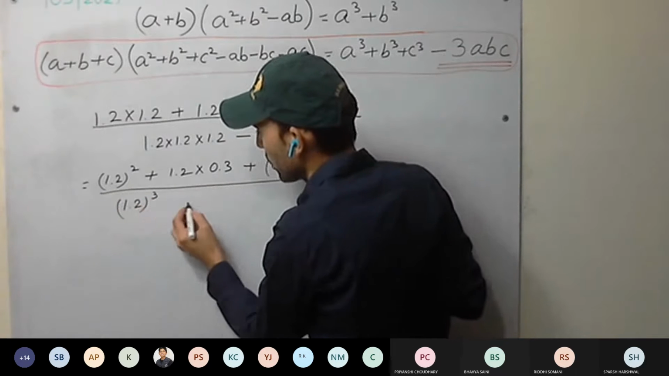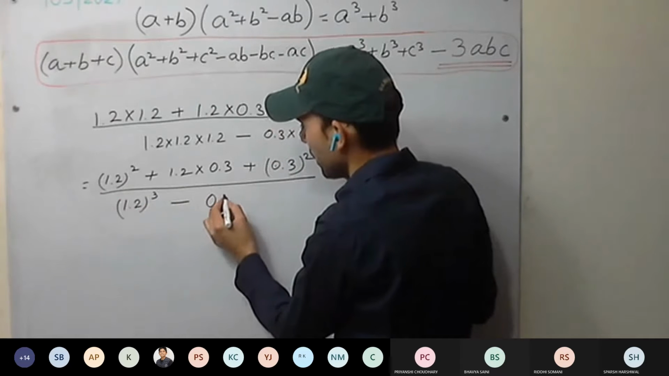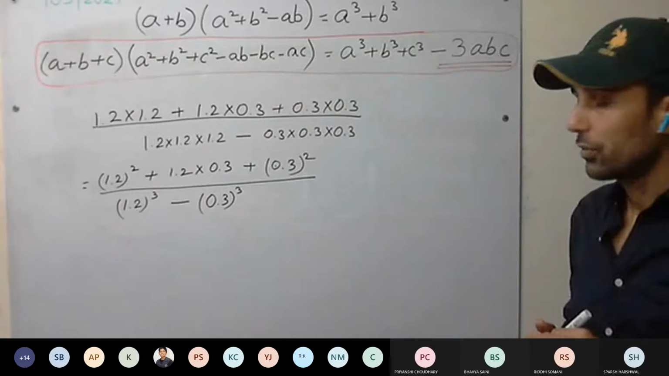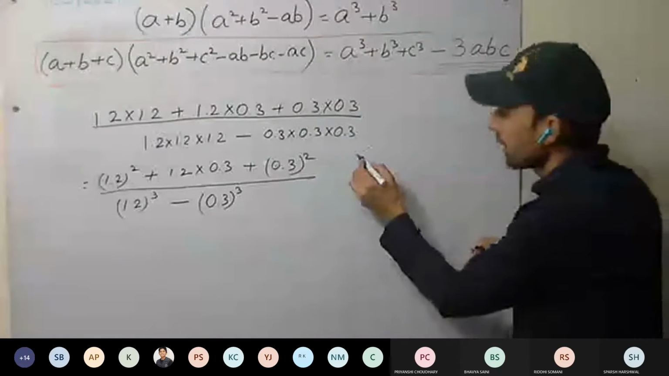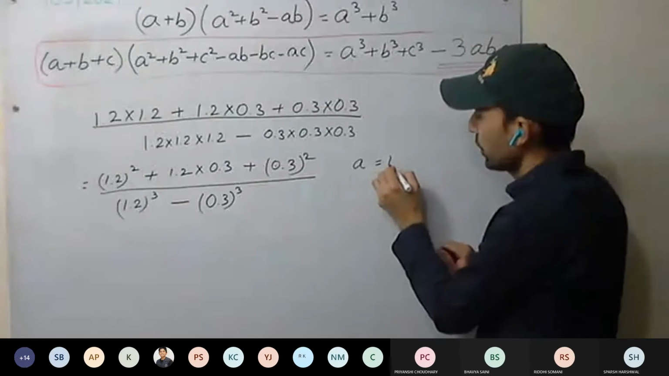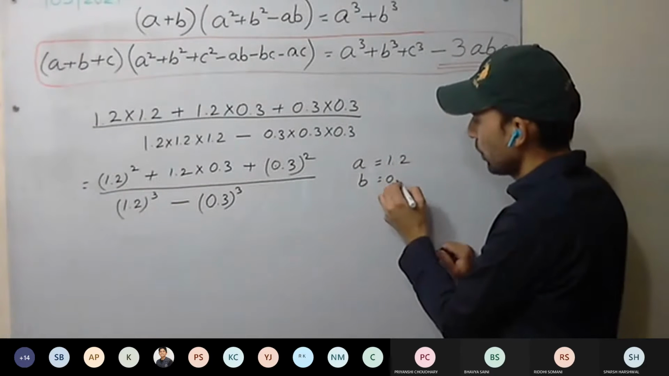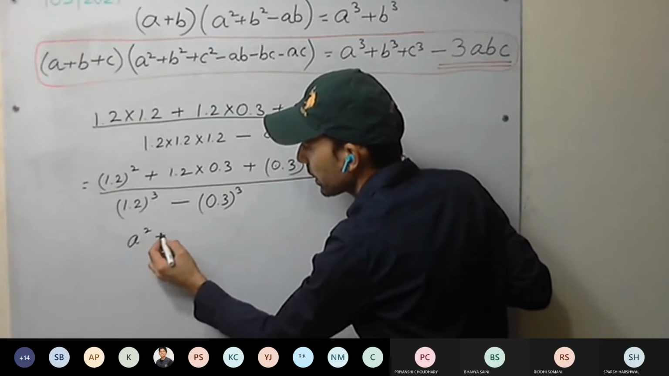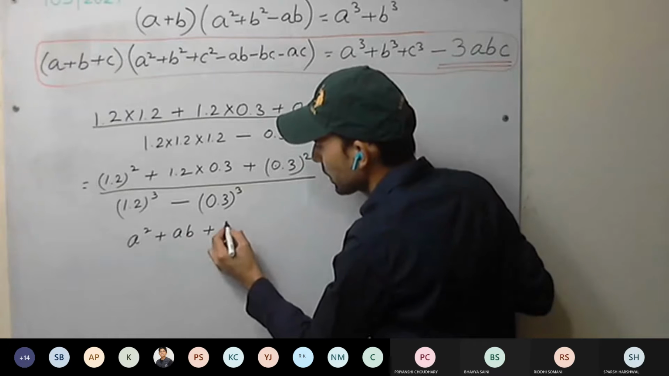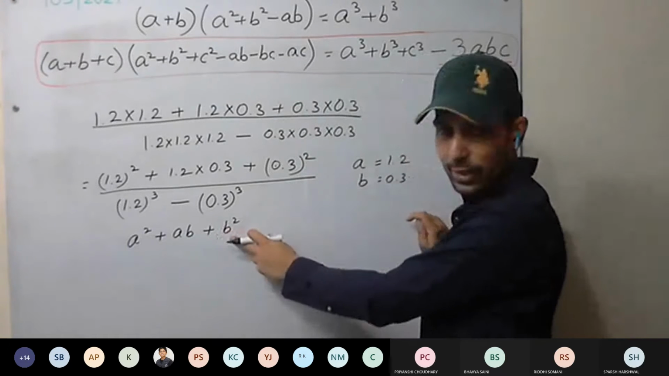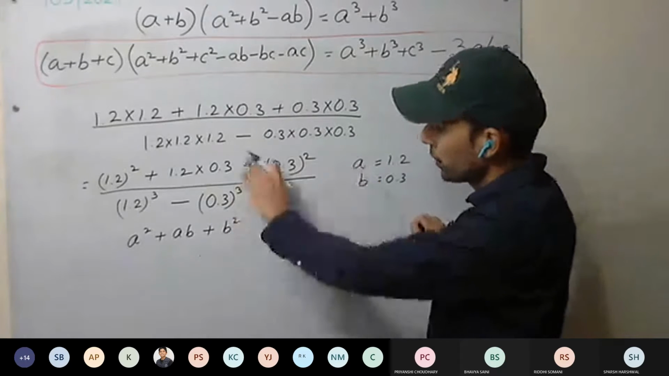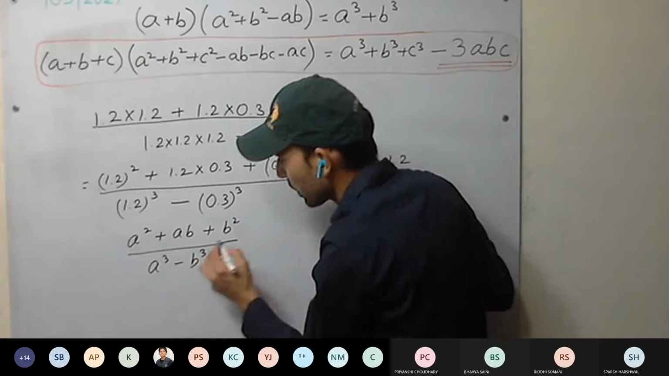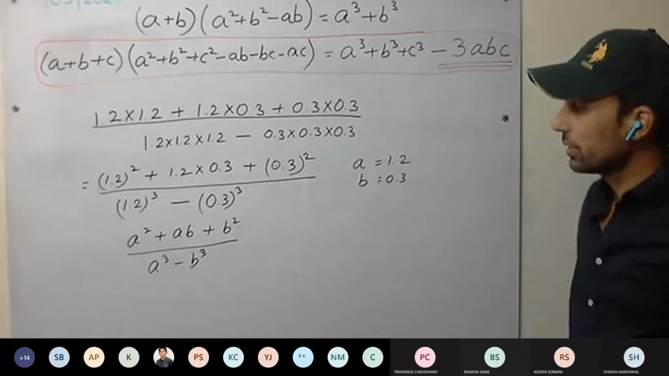1.2 whole cube minus 0.3 cube. Can you figure it out? If I put a equal to 1.2, b equal to 0.3, then it can be a square plus ab plus b square. Now we are not required to use this, I'm just putting it here for comparison purposes. a cube minus b cube. So here which equation?